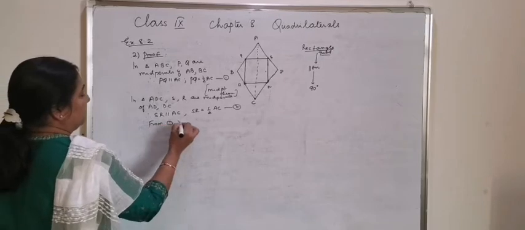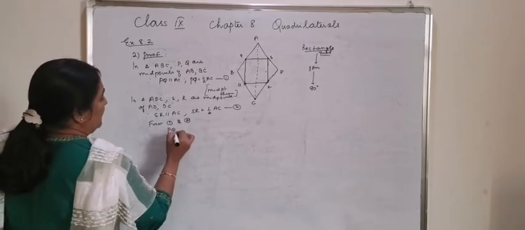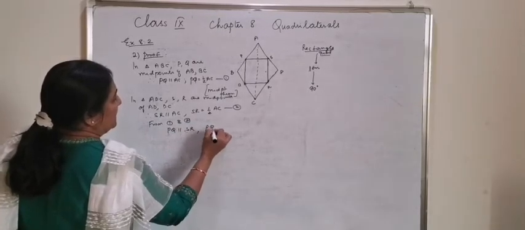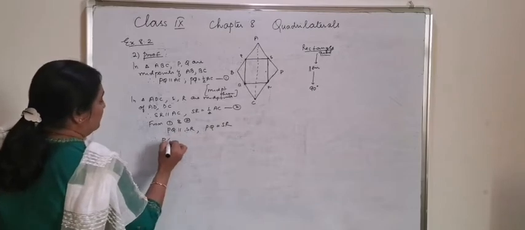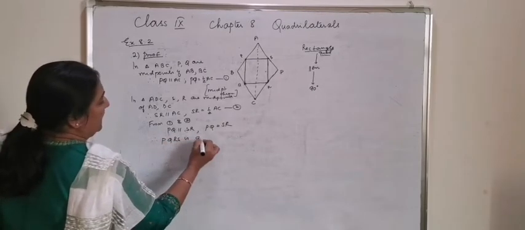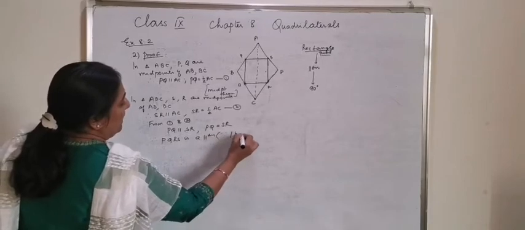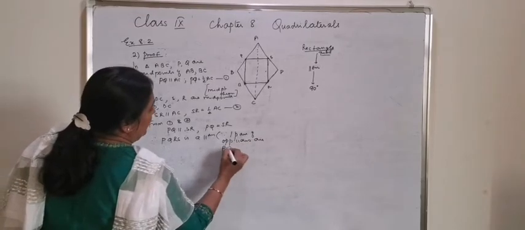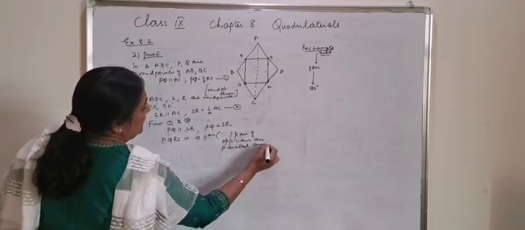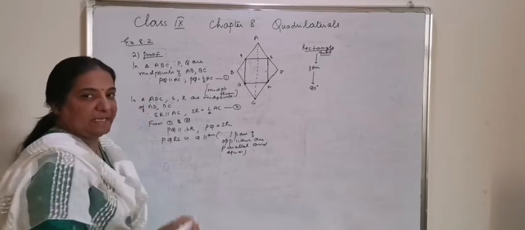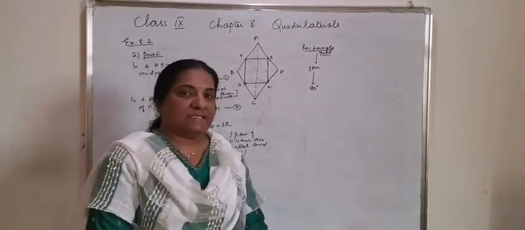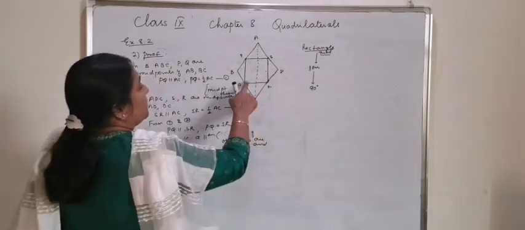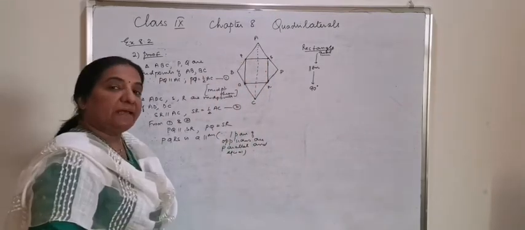From 1 and 2, PQ parallel to SR and PQ is equal to SR. Therefore, PQRS is a parallelogram since one pair of opposite sides are parallel and equal. So this will be the basic of all the remaining questions. First is to prove that PQRS is a parallelogram. Now we have to prove that any one of the angles Q, R, S or P has to be 90 degree.